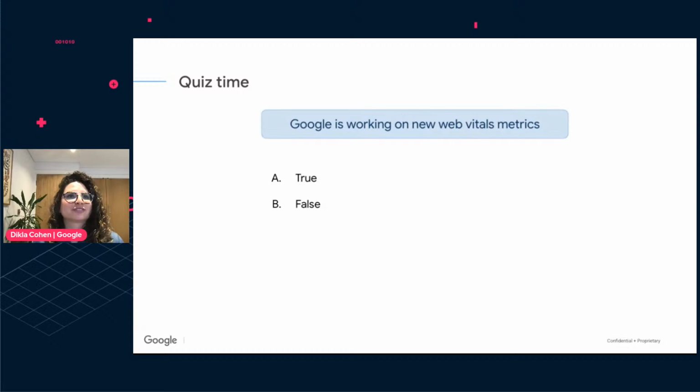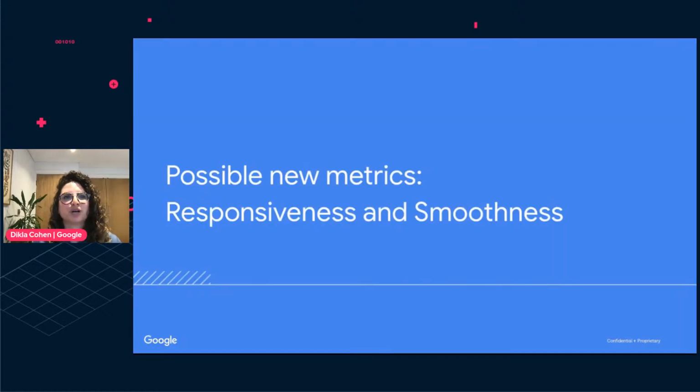Last question. Google is working on new Web Vital metrics. True or false? The answer is true. So we have another quick segment here, which is possible new metrics. We're currently exploring some new ways to measure user experience, specifically around responsiveness and smoothness.